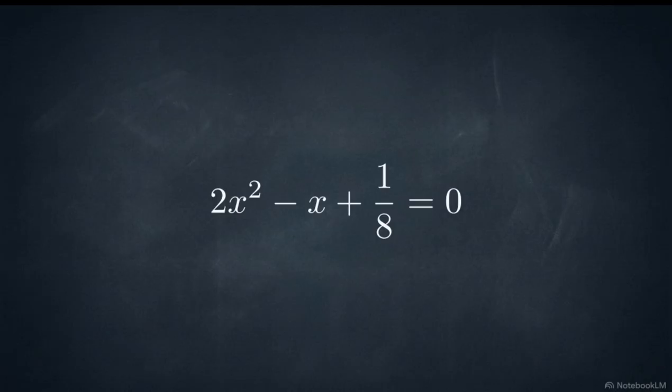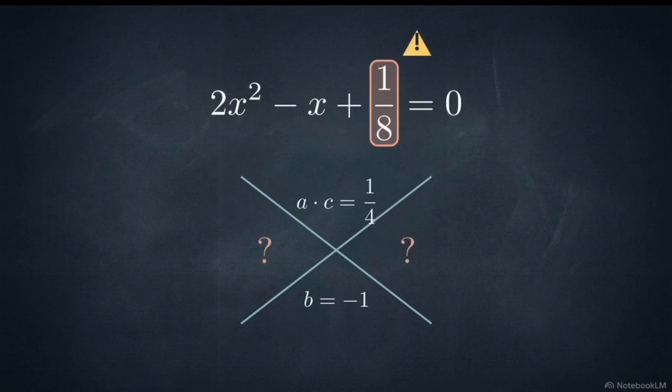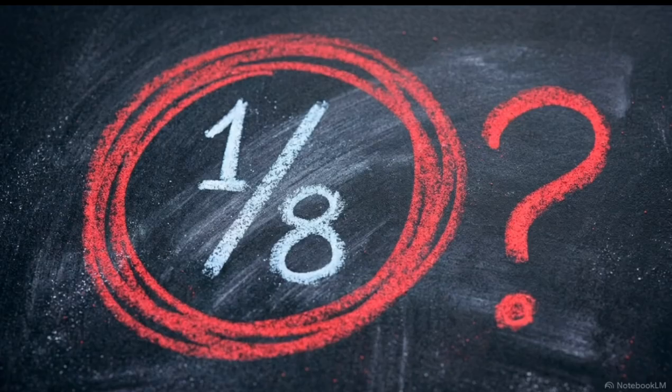Not every equation presents itself clearly. In this problem, 2x squared minus x plus 1/8 equals 0, the fractional term changes the visual pattern we're used to. Working with 1/8 as a coefficient makes the subsequent factoring steps much more difficult to calculate mentally. Pause the video and look at the equation. Try to find a way to eliminate that denominator so we can work with whole integers instead.